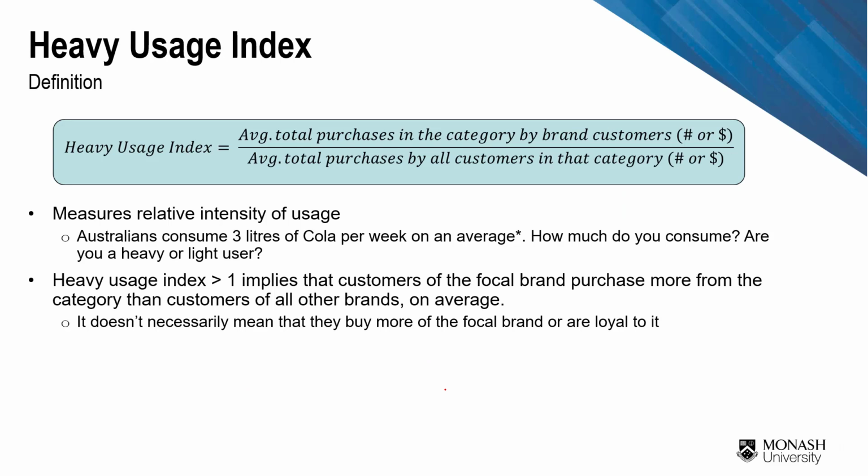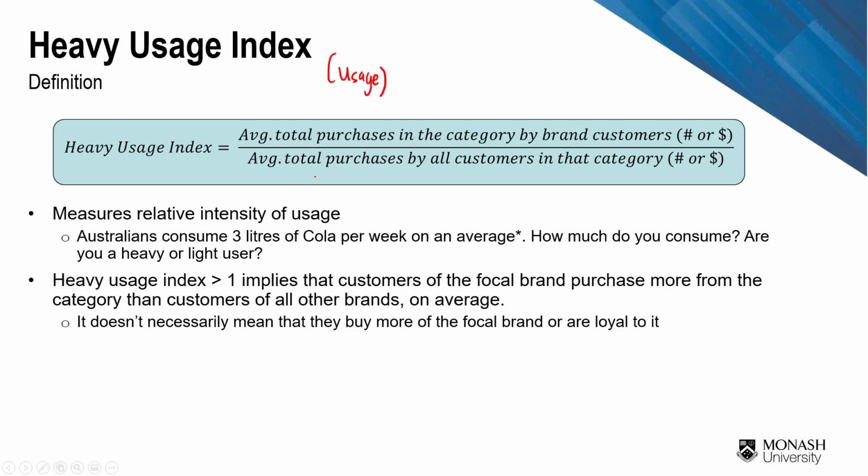Now, the last one is the heavy usage index. This is about usage. In usage, we are looking at the intensity of use, whether you use more or less than the average market. If customers do shop more, then it's great. It helps speed up the sales, and that will translate to market share. So because of that, we have to calculate the heavy usage index. The heavy usage index is the average total purchases in the category by brand customers, divided by the average total purchases by all customers in that category.